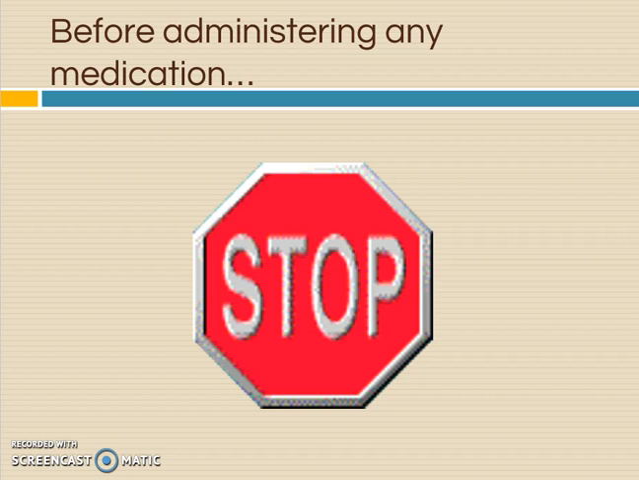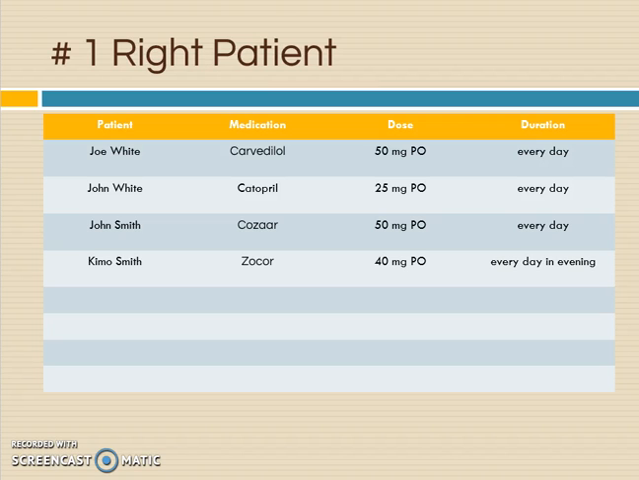And before administering any medication, of course, you're going to stop and you're going to start these 10 rights of medication administration. So first of all, you want to have the right patient, and you can see from this list that there's several patients that have a pretty close name. You know, John White spelled differently, Joe White, and then John Smith. And then the medications are pretty close too. Cozar and Zocor, very close in name.